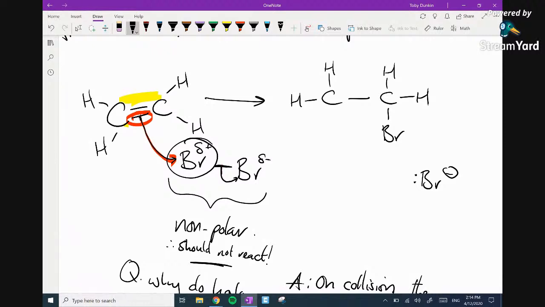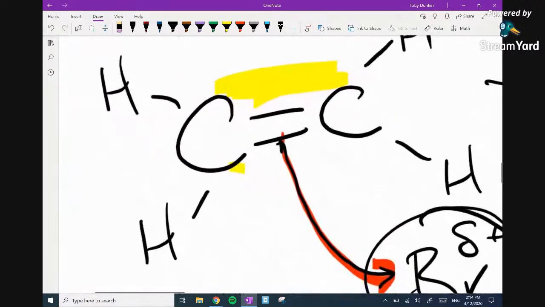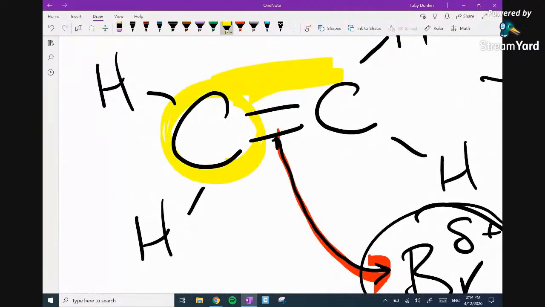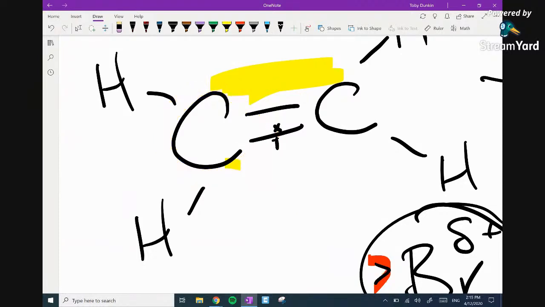It's good practice. Right, now the other thing is, though, that this carbon here, before the reaction, had a 50% share in these 2 electrons. It owned one of them, a 50% share in 2.